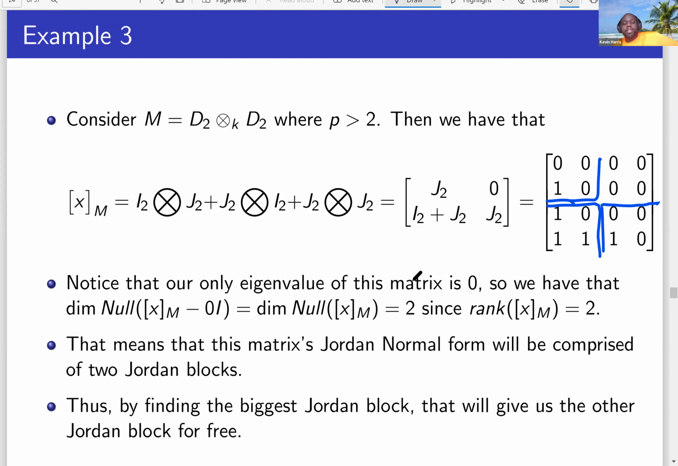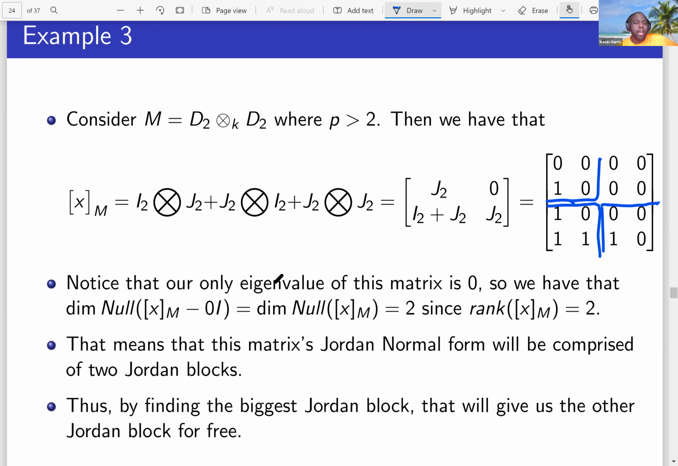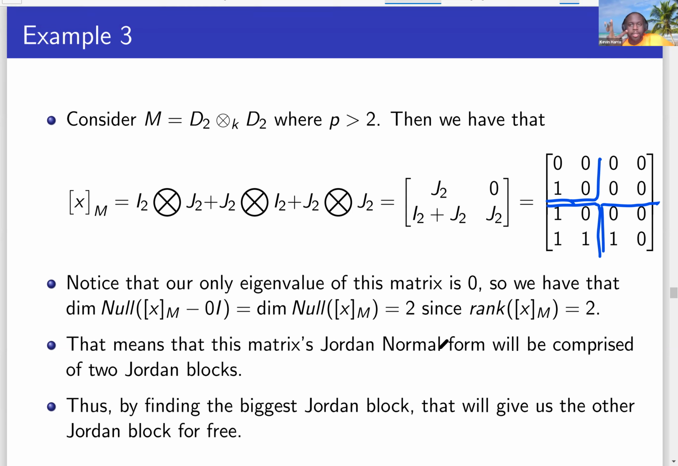Then if we wanted to determine the Jordan canonical form of this matrix, that's probably something I should have mentioned earlier: to be able to determine these decompositions, we look at the Jordan canonical form of these matrices. To do that, we note that the only eigenvalue for this matrix is 0. So we look at the dimension of the null space of the matrix itself. The dimension of the null space ends up being 2, mainly because the rank ends up being 2. This one is a little easier to see that the rank is just 2, so then you can go back and say that the nullity is 2 as well. This means the Jordan canonical form is going to be comprised of 2 Jordan blocks. With this particular example, if we figure out what the biggest one is, then we'll know what the other one is for free.